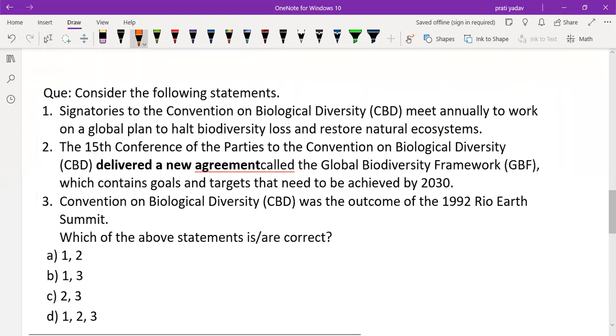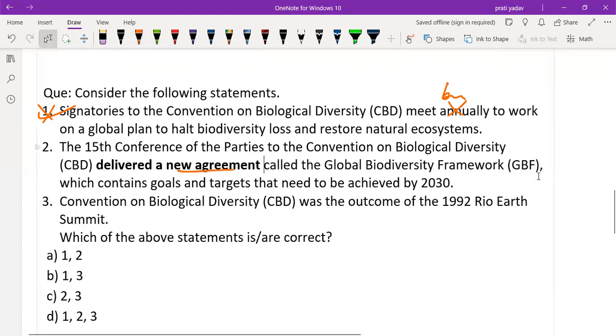Consider the following statements. Statement 1: signatories to the Convention on Biological Diversity meet annually. No, biannually. This one is wrong. The 15th Conference of the Parties to the Convention on Biological Diversity delivered a new agreement called the GBF, which contains goals and targets that need to be achieved by 2030. Yes, there are 4 goals and 23 targets, I think.